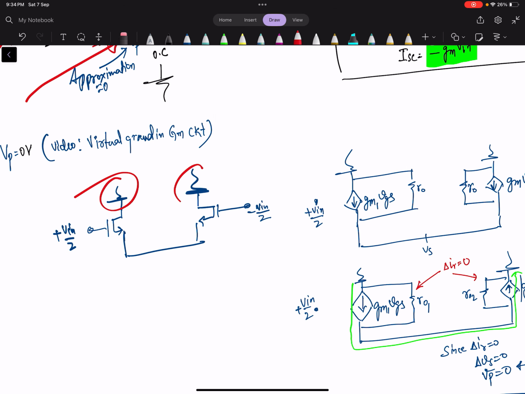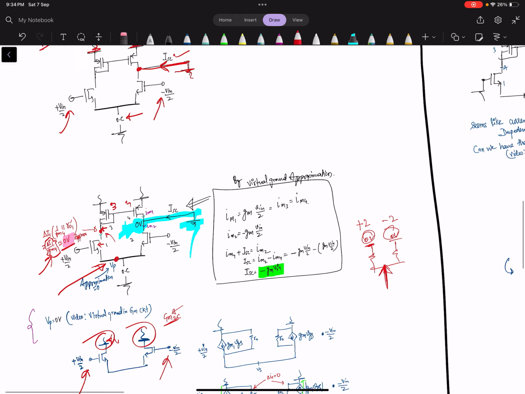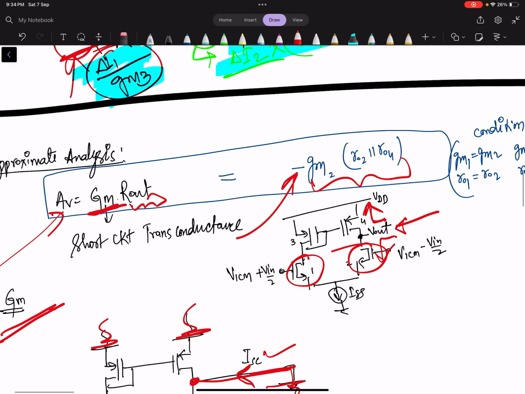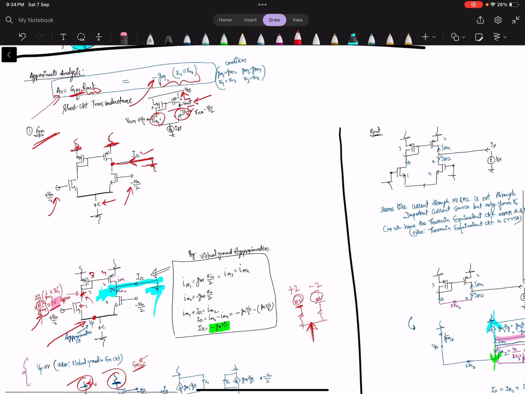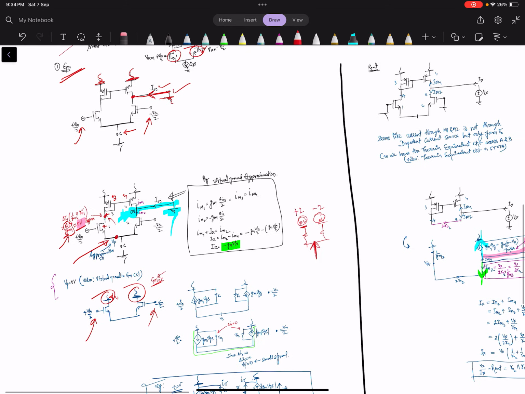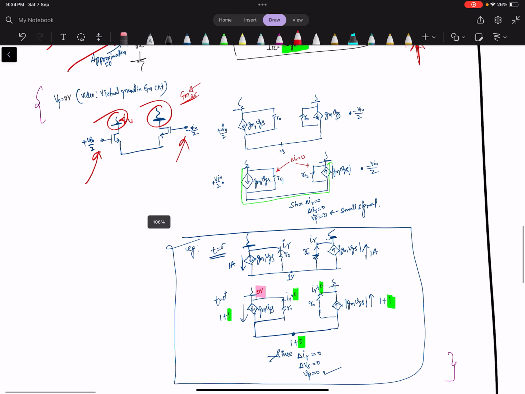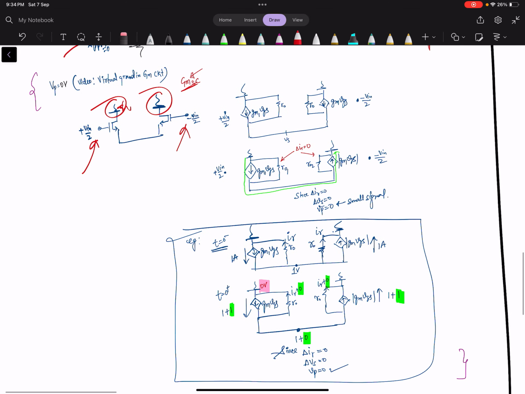This is ground, this is ground, this is approximated to ground, this is plus V in and this is this, and this circuit is for short circuit transconductance calculation. If you ground this, then only we are checking if we can use the virtual ground concept or not. So this is the circuit. Now split this circuit and see what will happen.